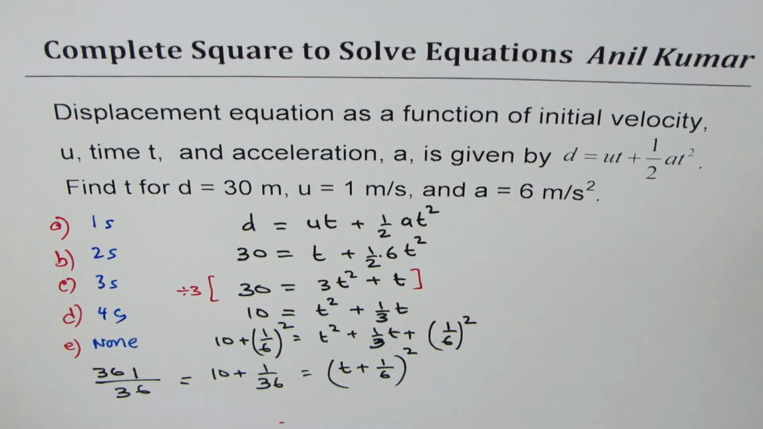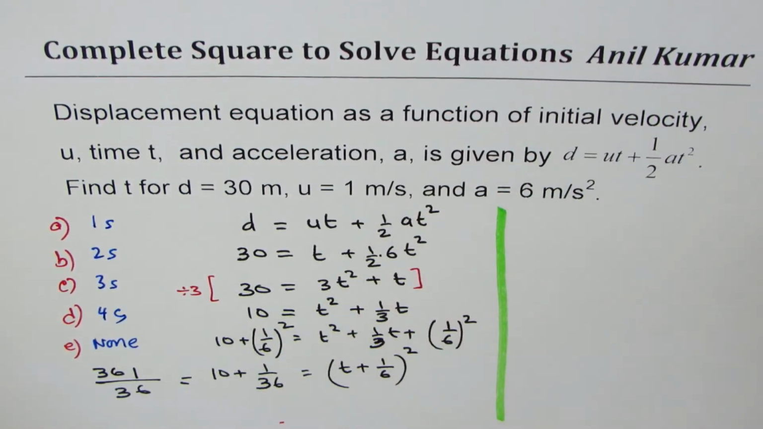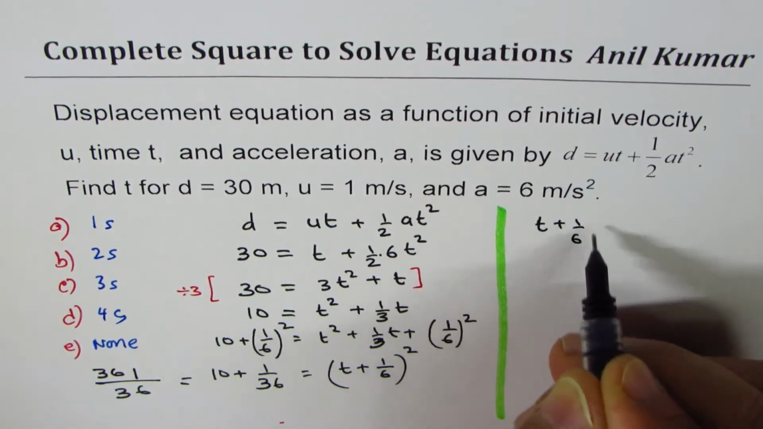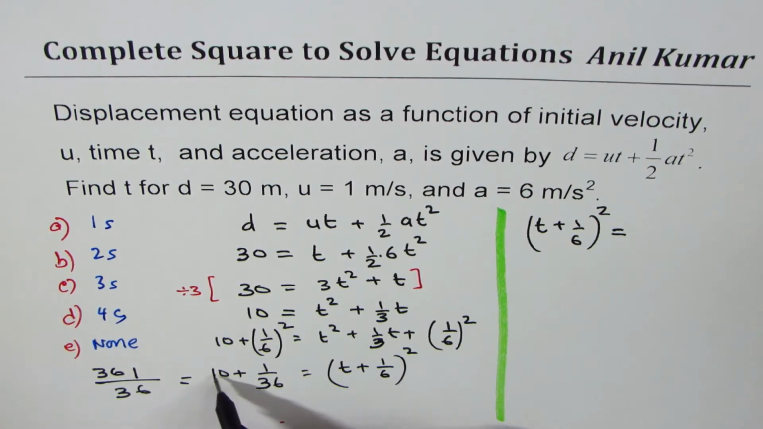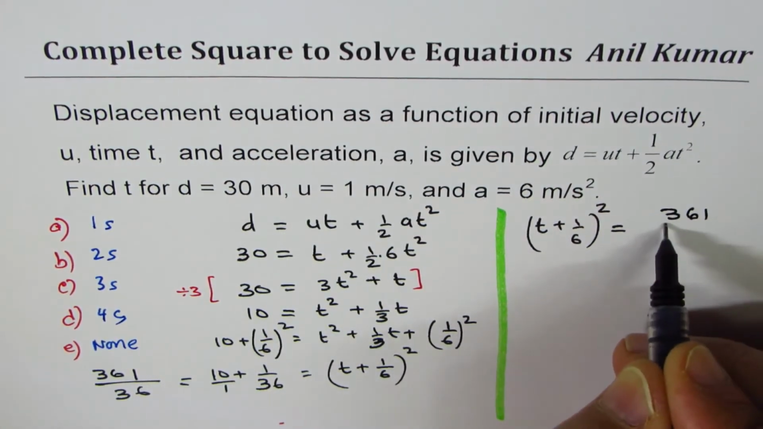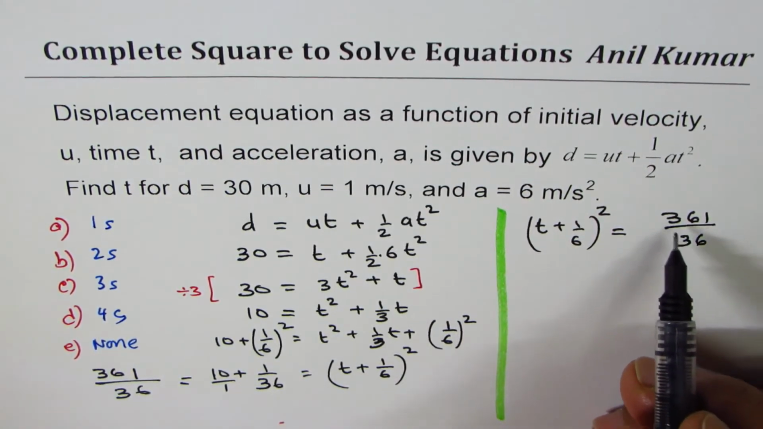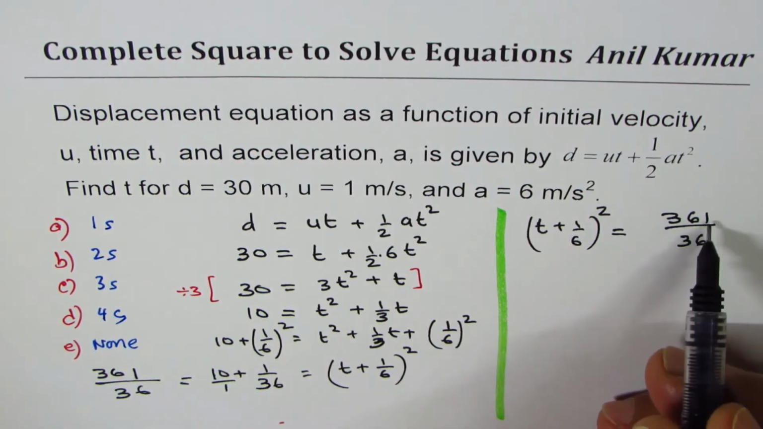So you might need a calculator for this particular question. Anyway, let us see. So what we have here, let me rewrite, t plus 1 over 6 whole square equals, so this was 360 plus 1, okay? So we took 36 as the common denominator. So 361 over 36. Now 20 square is 400, so 19 is probably the square root of 361.